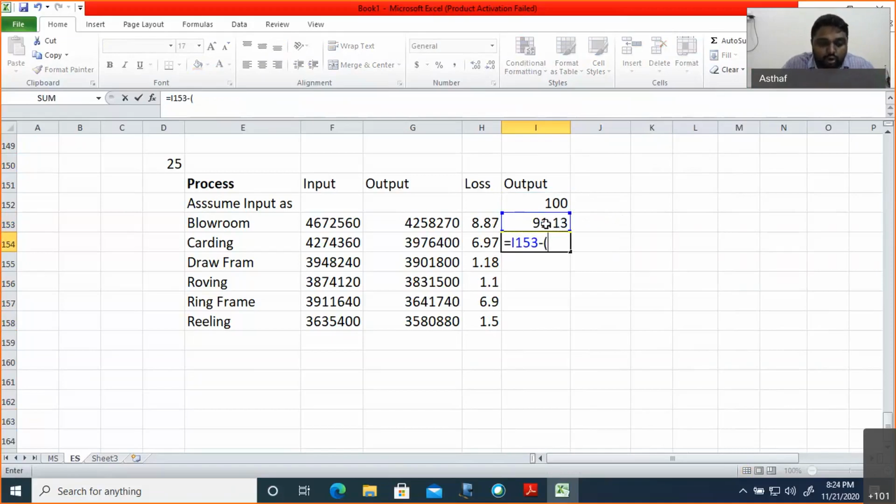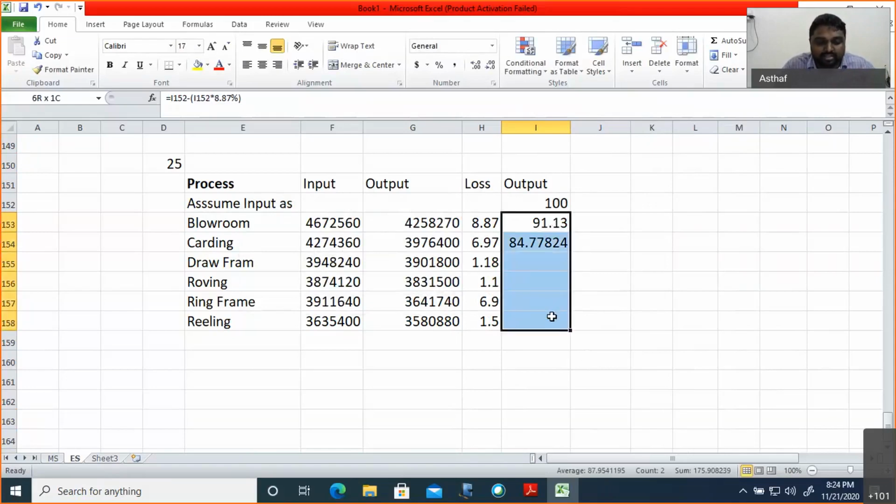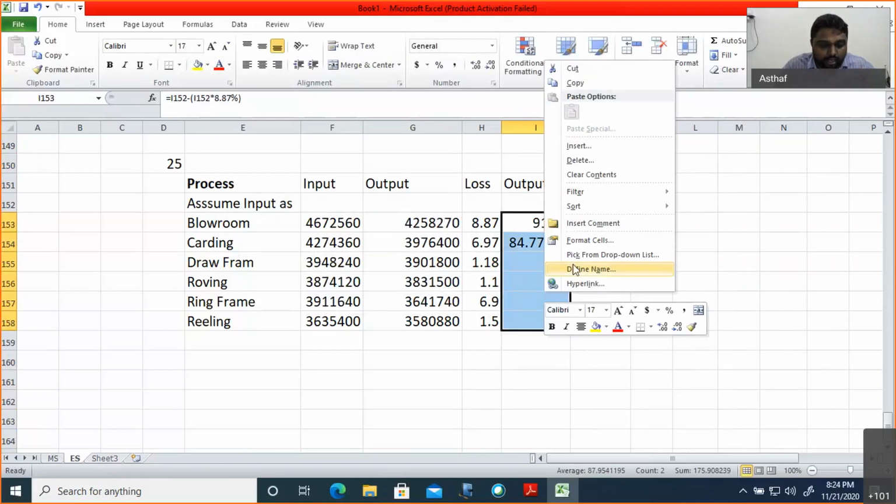Next level, if you go through, there is a loss of 6.97%. So 91.13 minus 6.97. What will be the output then? It will be 84.7784. We will make it into 2 decimals.